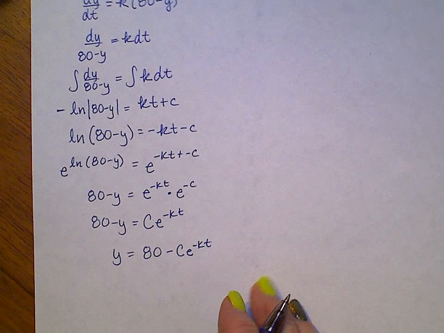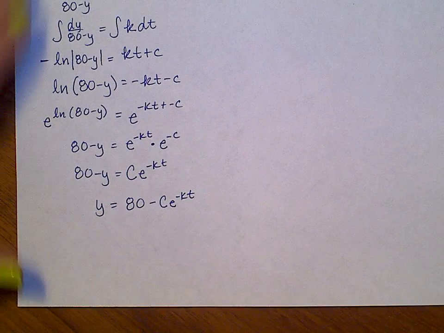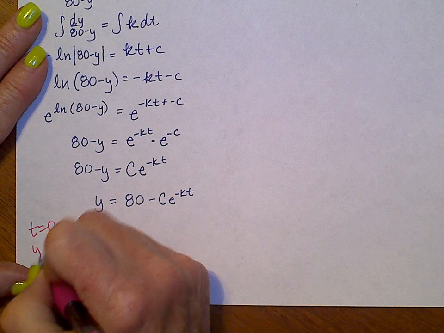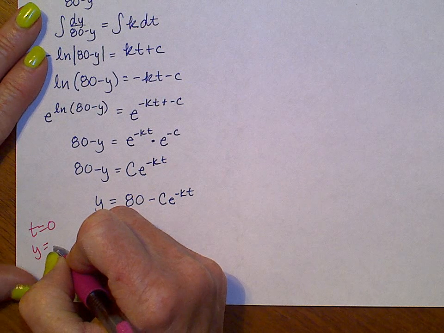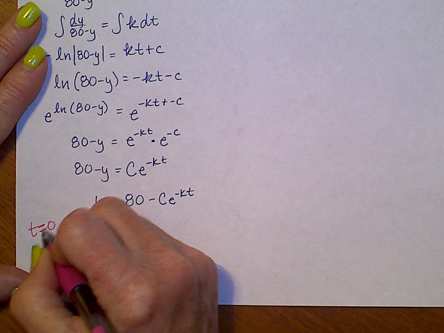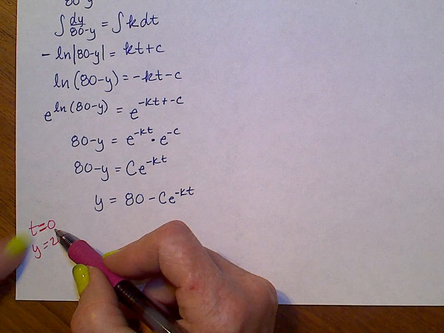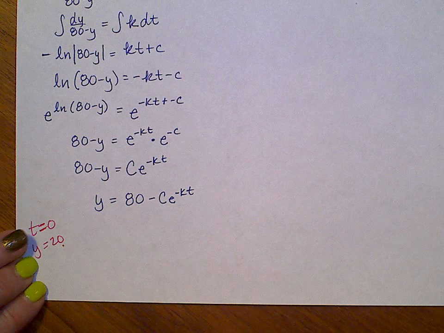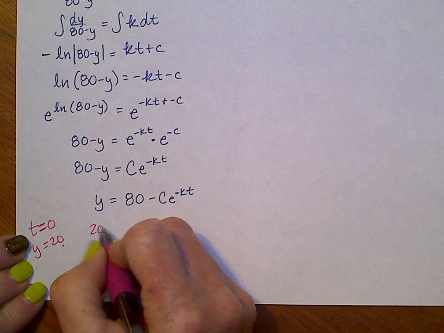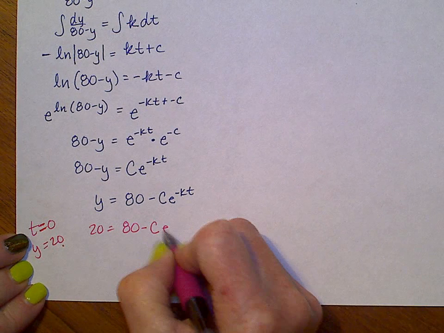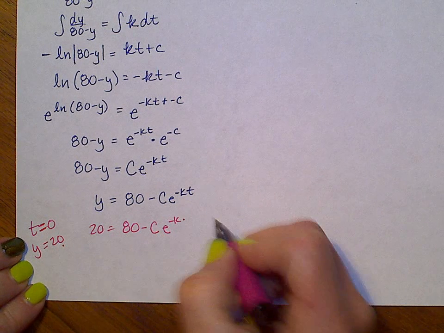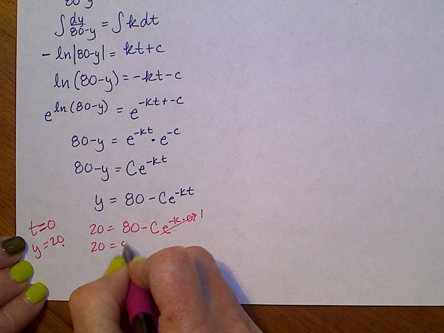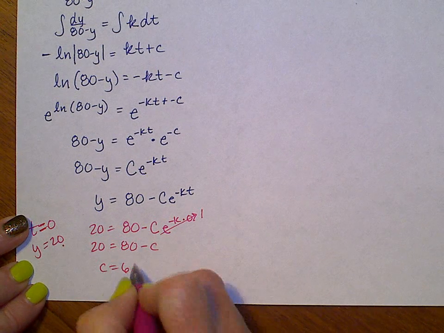Okay, some initial information so that we can start to solve for this. We know at time 0, when he's starting the job, by the end of that day he produces 20 units, so y is 20. Subbing in here, then we'll have 20 is 80 minus Ce to the negative k times 0. That's all 1. So we have 20 is 80 minus C, or C is 60.